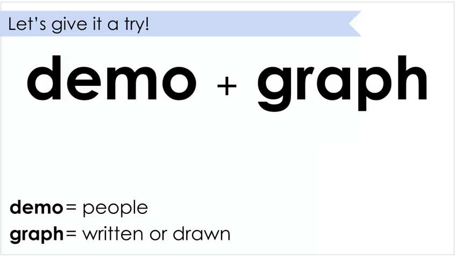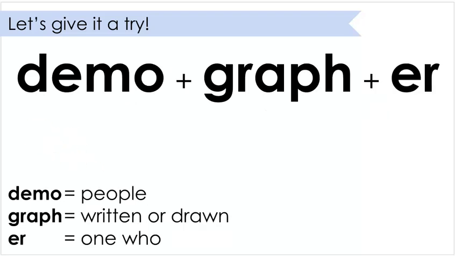And our last word is, we're going to add demo to graph. And demo means people, and graph means written or drawn. Now here's the thing, I can't add those together by themselves. It's not a real word. So we're going to add the suffix er, which means one who. We're very familiar with that if you've watched our other lessons. If I add those together, what's our new word? And what does it mean?